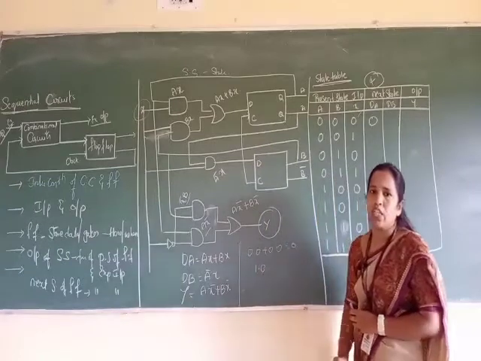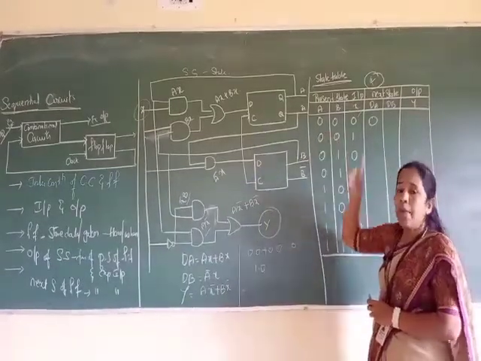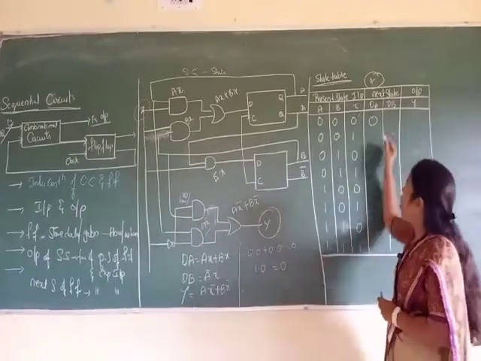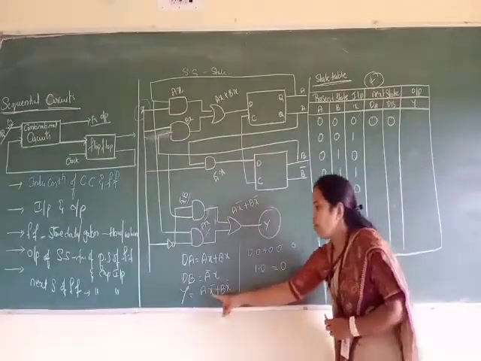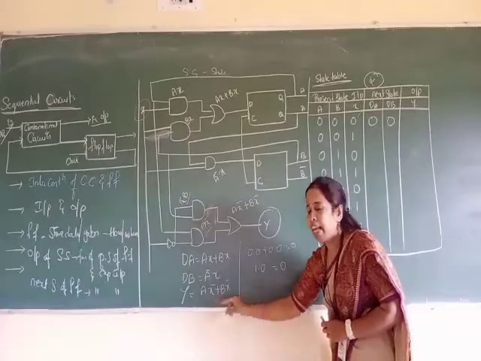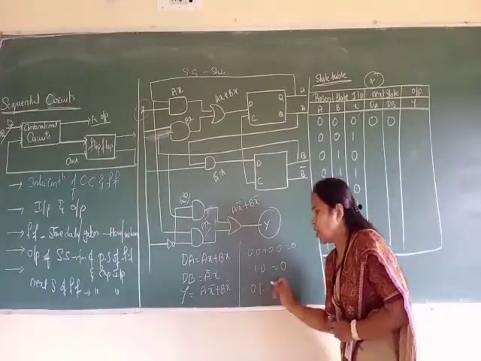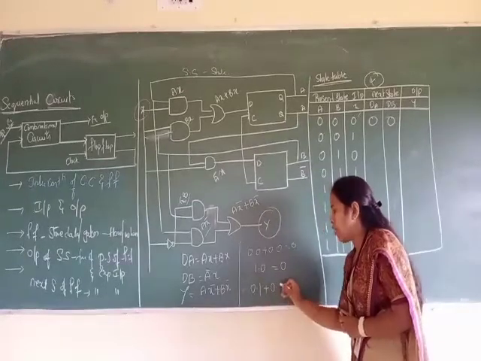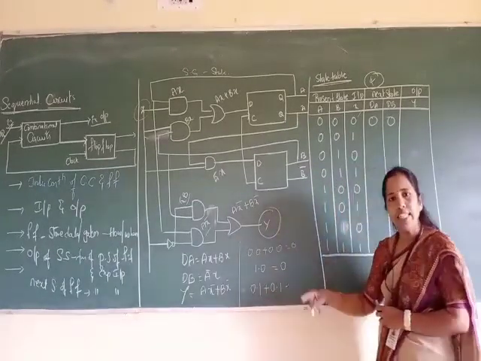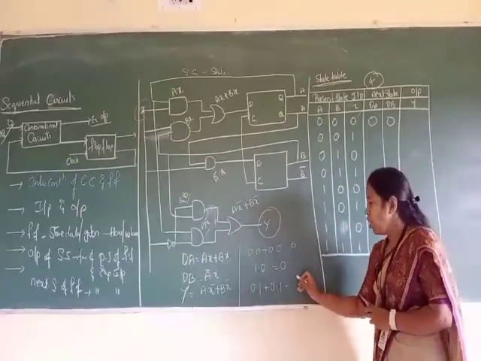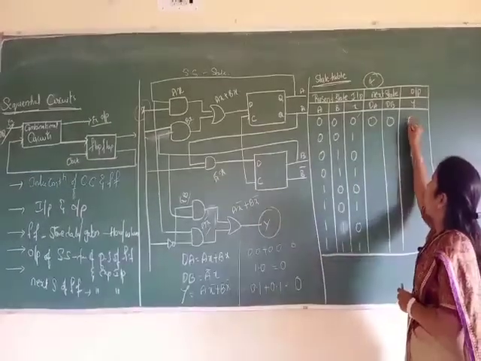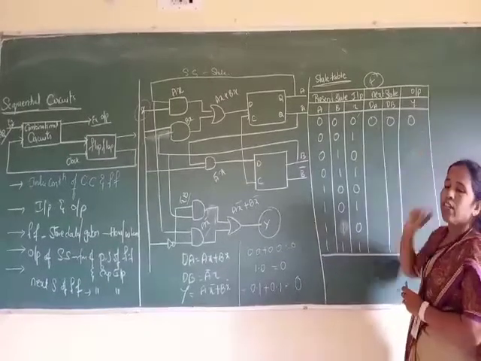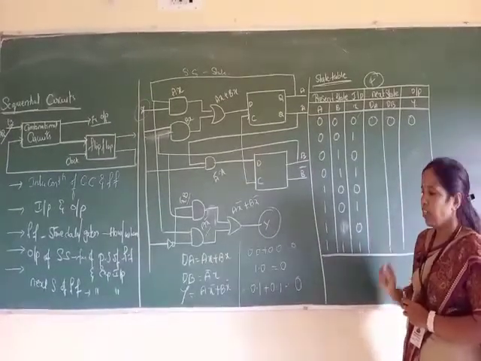A bar is 1, because A is 0. 1 into 0 is again 0. Y is equal to AX bar plus BX bar. A is 0, X bar is 1, plus B is 0, X bar is 1. 0 into 1 is 0, plus 0 into 1 is 0. So what you are getting is 0. Since in the first combination all are zeros, you get DA, DB and Y also as 0.